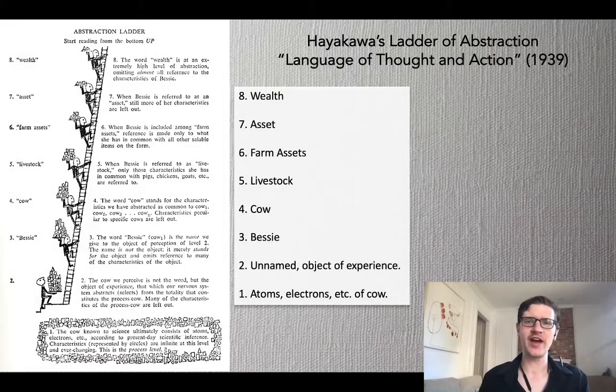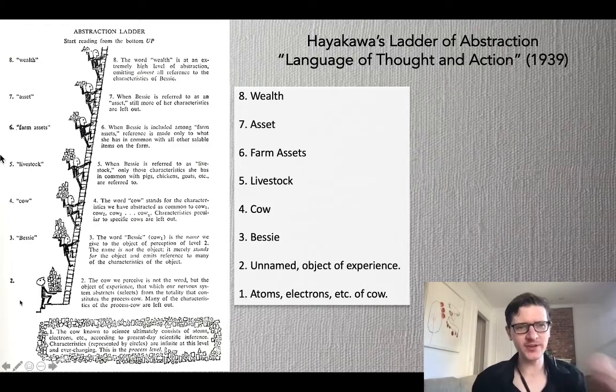To the ladder of abstraction. This comes from this language theorist, Hayakawa. Now, I know you won't be able to read this too well, but I'll explain it briefly. This is an abstraction ladder, and you start reading from the bottom. The bottom is going to be the most concrete thing, and the top is going to be more abstract. So we're going to start very concrete.